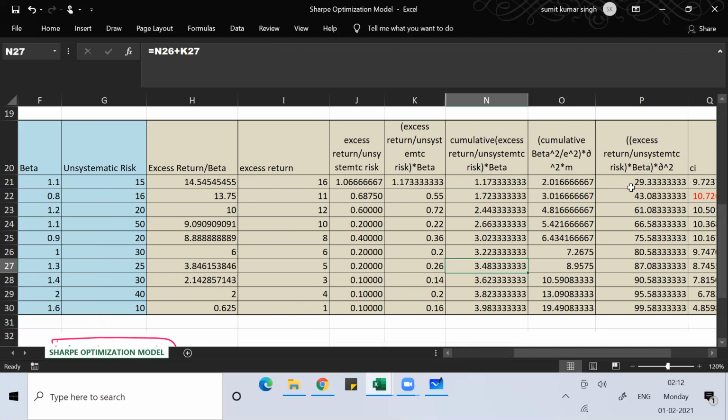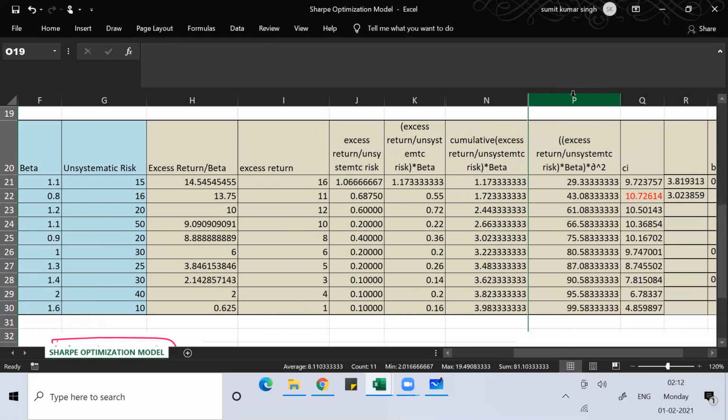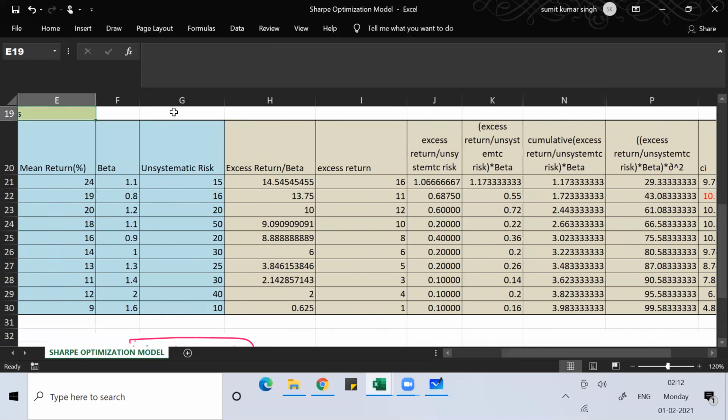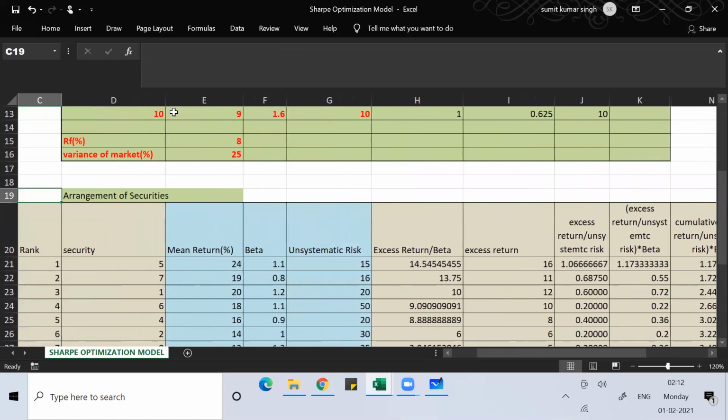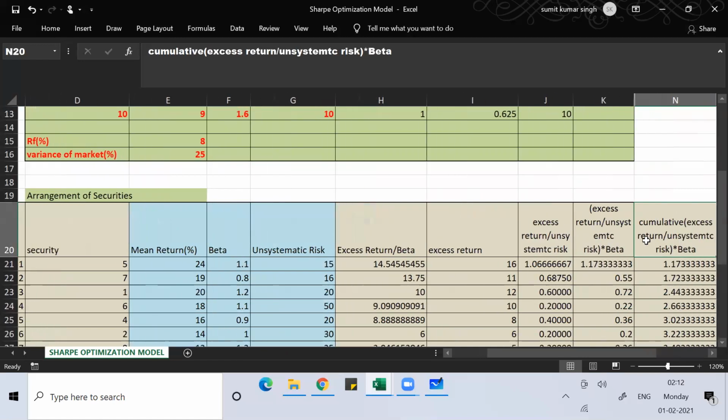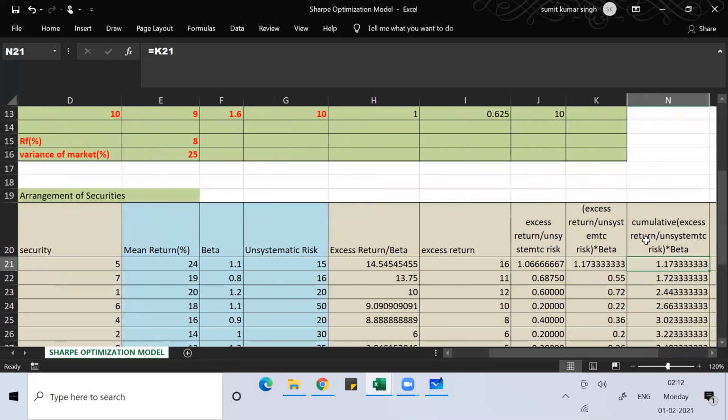Similarly, once you get that value, you have to multiply it with the variance of the market. Variance of the market is given to you. How much is the variance of the market? That is 25. That is E16.